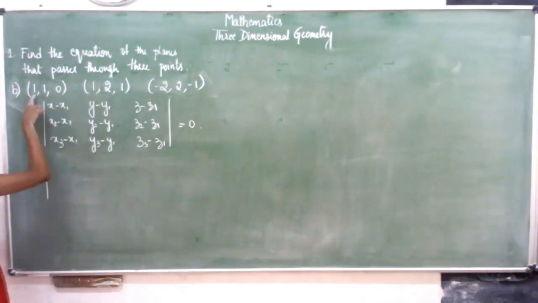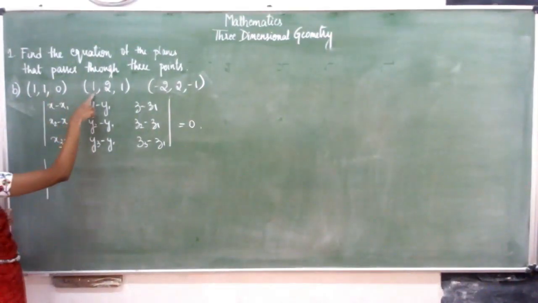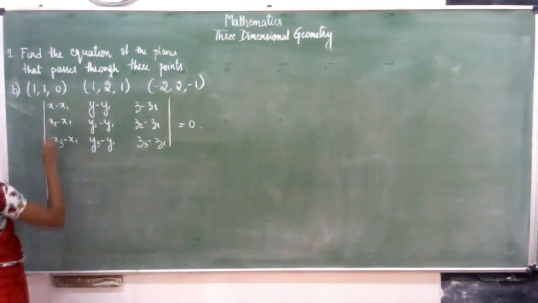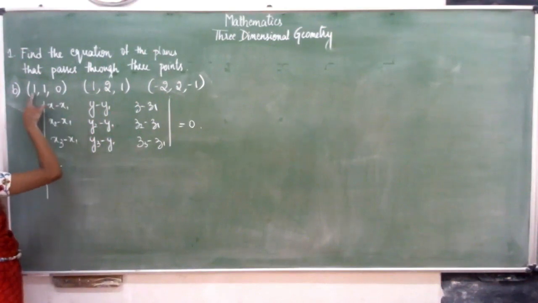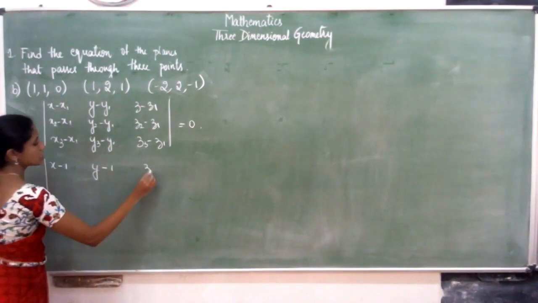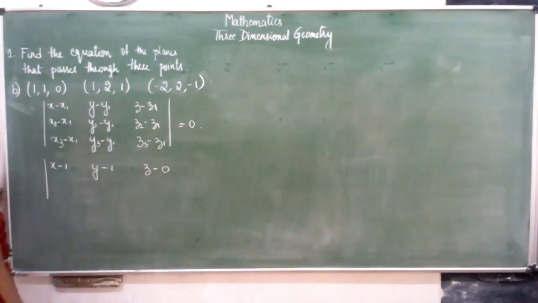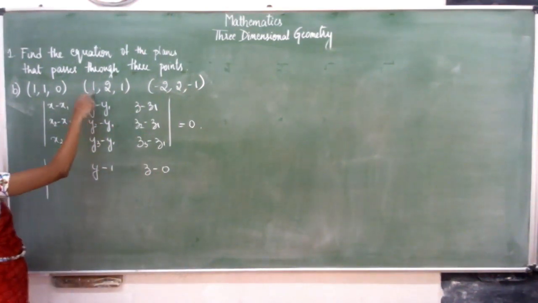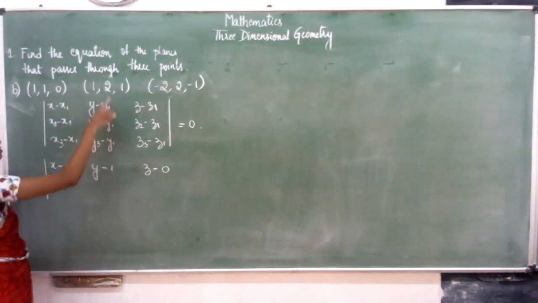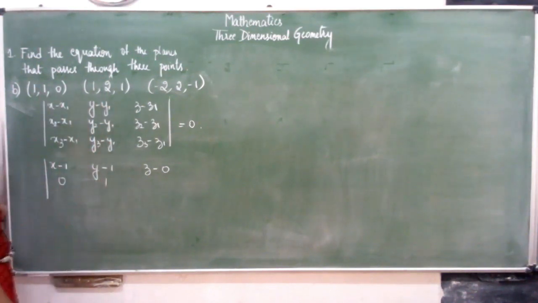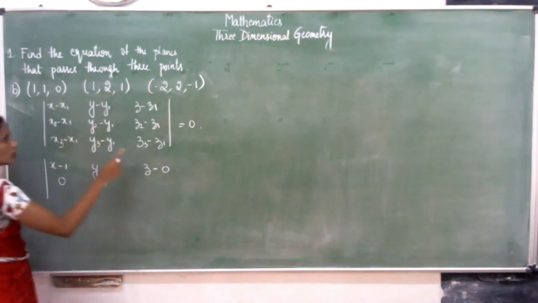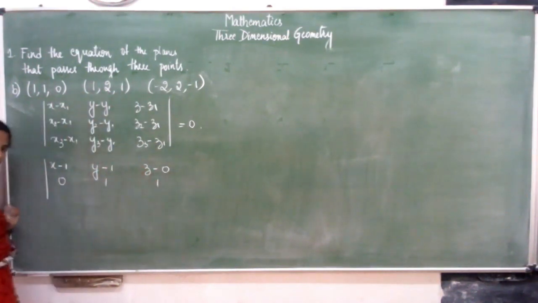So determinant of this is for x1, y1, z1. This is x2, y2, z2, and here this is x3, y3, and z3. Therefore, x minus x1. What is the value of x1? 1. Next, y minus y1 value is also 1. Next, z minus z1 value is 0. X2 minus x1. X2 is 1. X1 is also 1. So 1 minus 1 is 0. Y2 minus y1. 2 minus 1. It is 1. Then z2 minus z1. Z2 is 1. Z1 is 0. So 1 minus 0, 1.